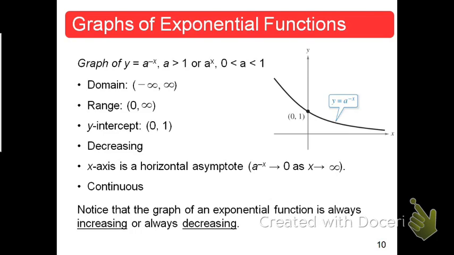And so we notice that the graphs of exponential functions will either always be increasing or always be decreasing, based on whether a is greater than 1, or a is between 0 and 1.